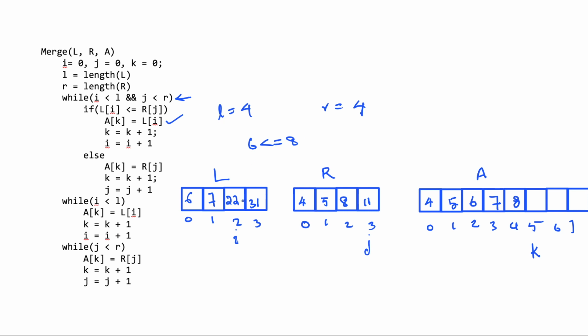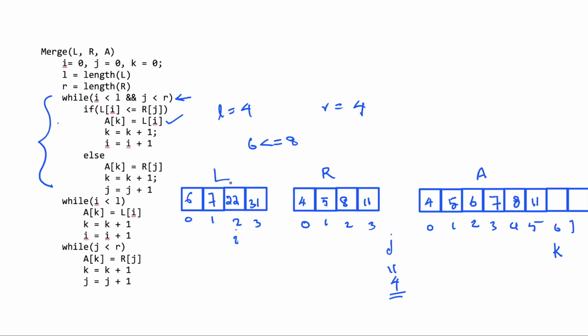Now I need to compare these numbers 22 and 11. Of course 11 is less than 22, so I will be copying this number into the array A. So I will get 11 over here. Then I need to increment the value of j as well as k. So j goes to the next position. The value of j will now be 4, and the value of k will now be 6. This while loop will run as long as i is less than 4 and j is less than 4. j has become equal to 4, so it is the exit of this while loop.